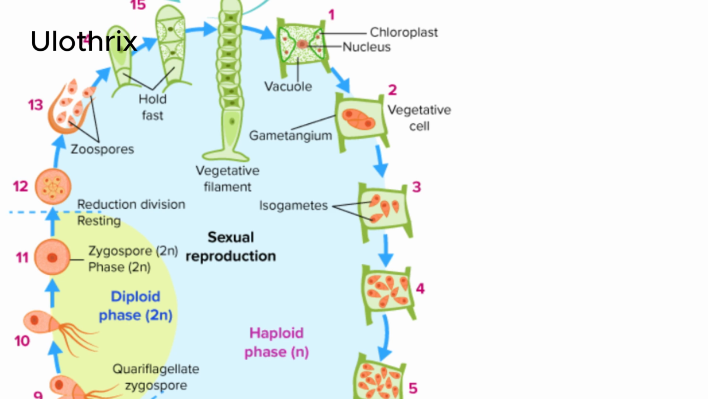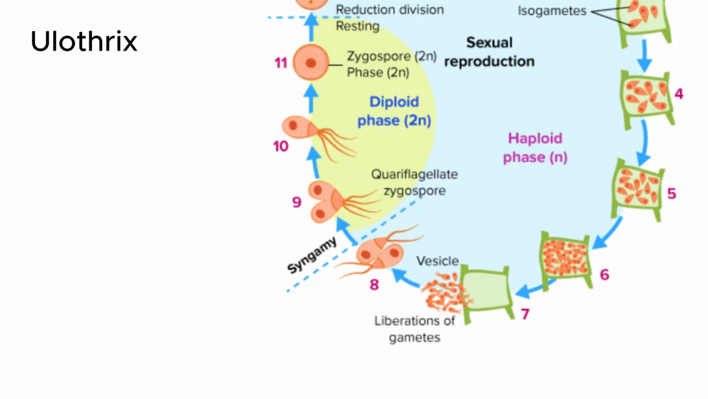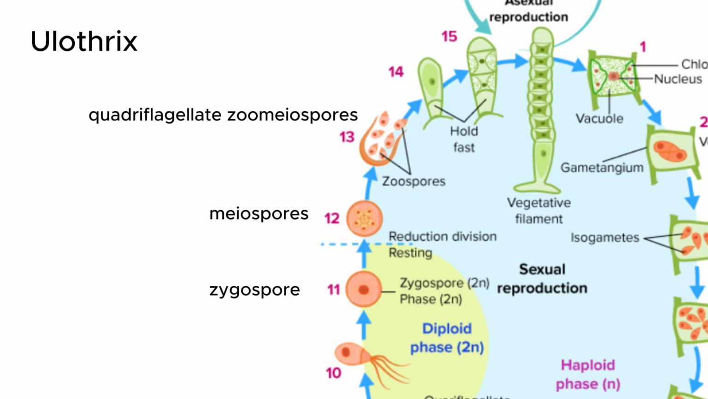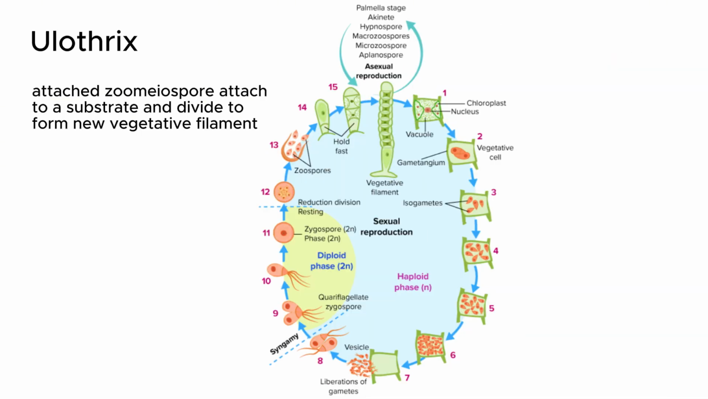In sexual reproduction, vegetative cells become gametangia, and protoplasts undergo mitosis to divide into several gametes. The cell wall ruptures and biflagellate gametes are released. Gametes unite to form a quadriflagellate diploid zygote, and the zygote undergoes zygotic meiotic division. The zygote loses its flagella and becomes a circular zygospore. Several haploid meiospores are produced and released as quadriflagellate zoomeiospores when the structure ruptures. These spores attach to a substrate and form a new vegetative filament.